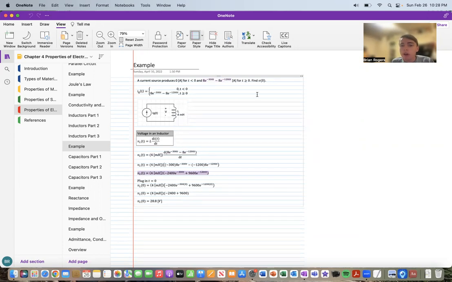Now, we want to know the voltage at time 0. So we're going to plug in 0 for t here. And so by plugging in 0, we're going to get that the initial voltage on the inductor was 28.8 volts.